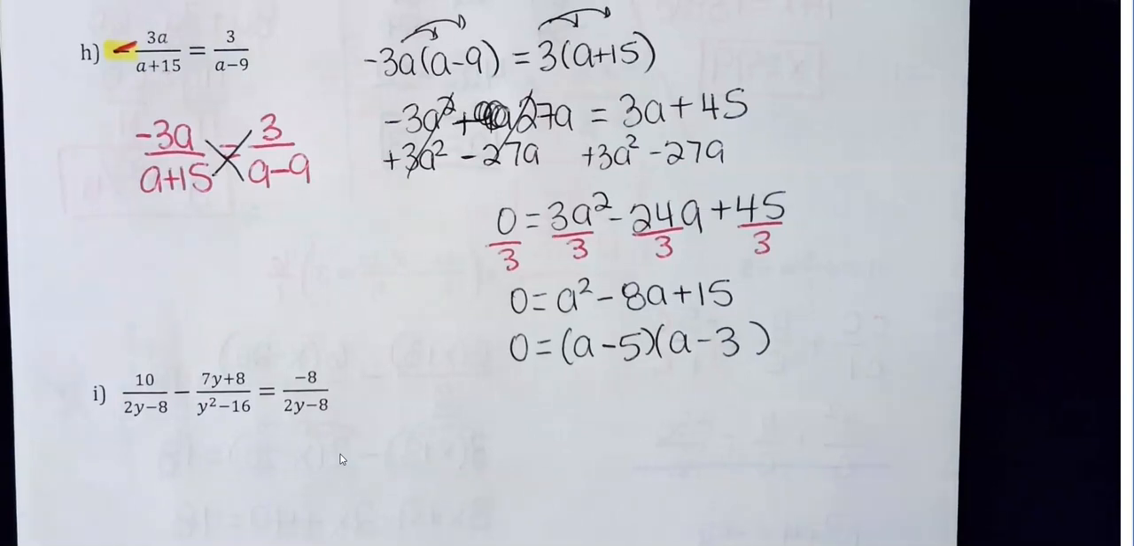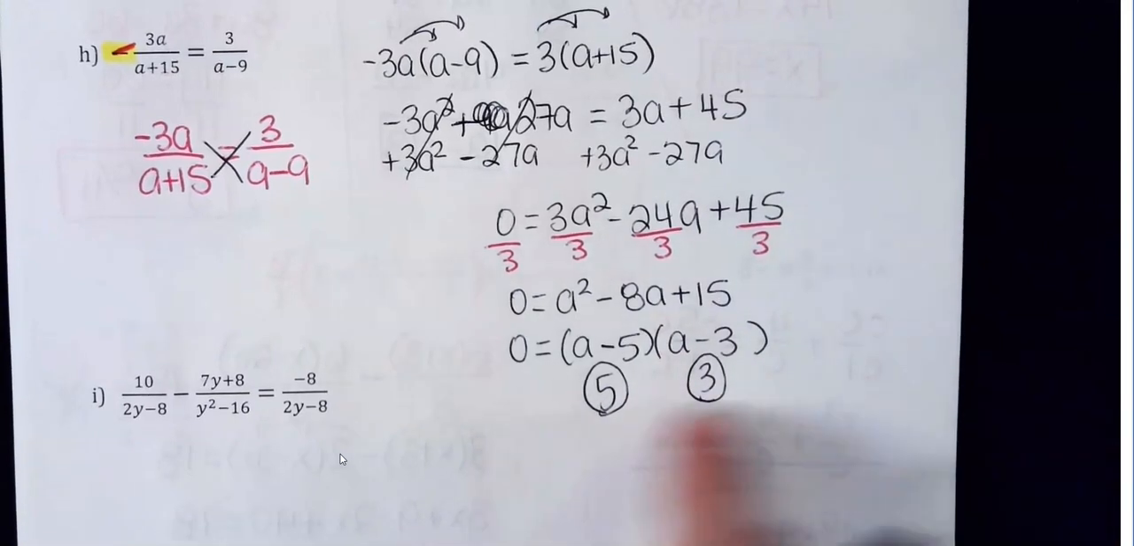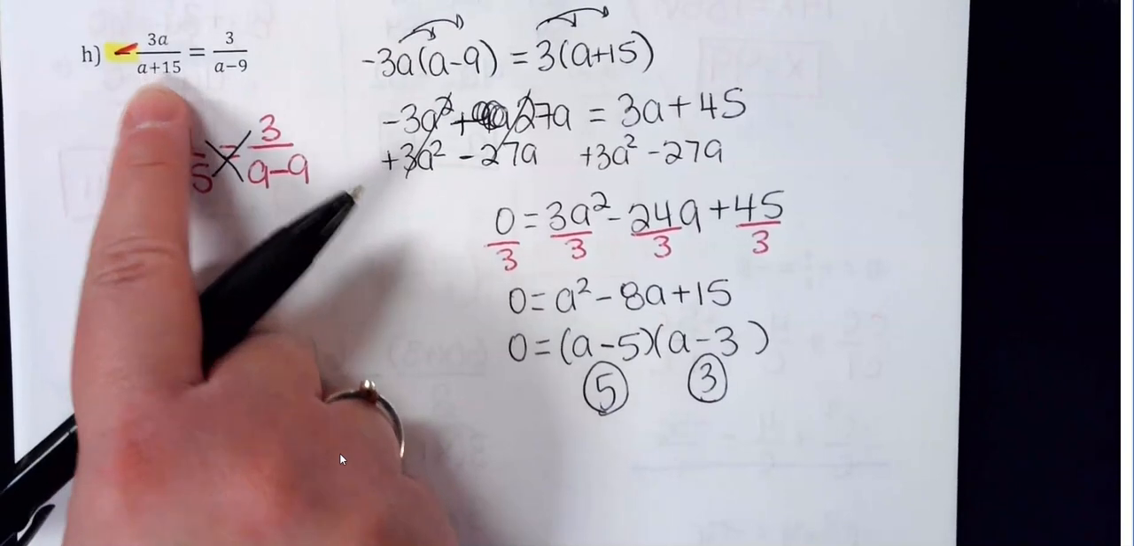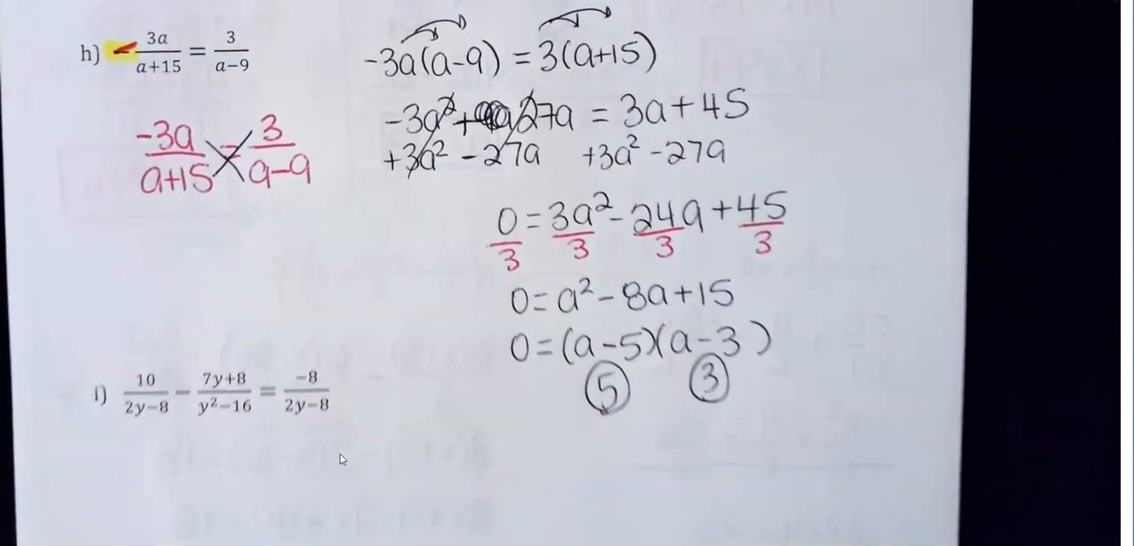5 and 3. And then just real quick, if I was doing this on a test or quiz or whatever, before I write that on the line, just look back here. Problem numbers for us would have been -15 or +9. I didn't get that for either one of these, so both of these answers will work.